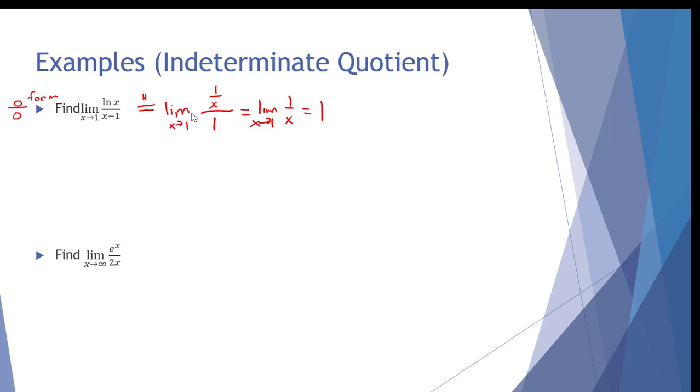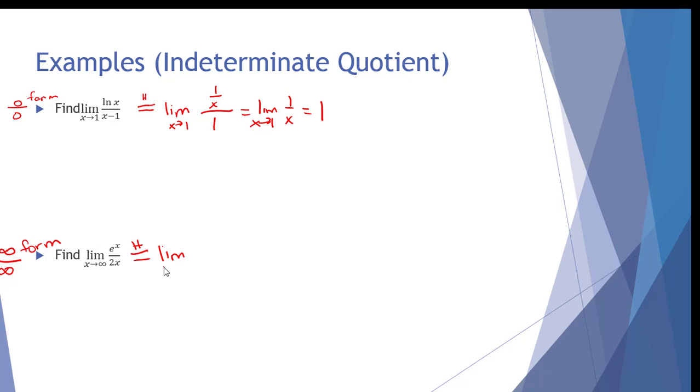We're going to find the limit as x approaches infinity of e to the x divided by 2x. And again, you need to make sure that L'Hopital applies before you go taking a bunch of derivatives. So as x approaches infinity, e to the x approaches infinity. And as x approaches infinity, 2 times infinity would give me infinity. So this is infinity divided by infinity form. It does apply, so we can go ahead and directly apply L'Hopital.